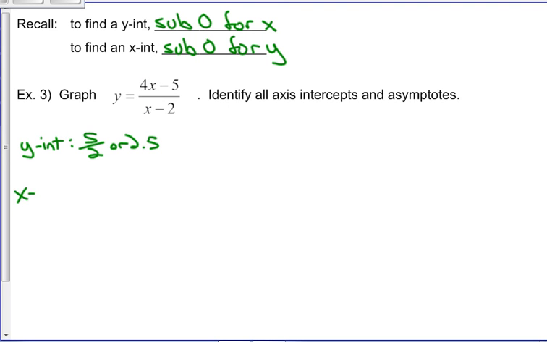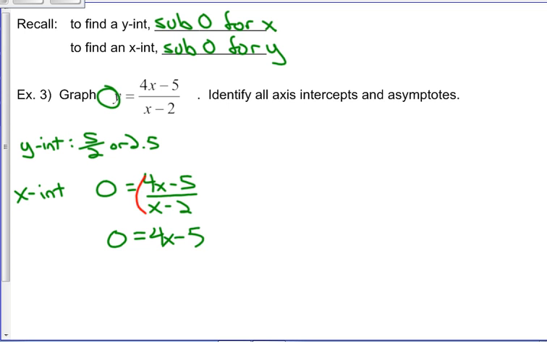Now, if I want to find the x-intercept, no big deal. I just put in 0 for y. So I'd have 0 equals 4x minus 5 over x minus 2. And you might think, well, that kind of looks like a miserable equation. But the only way for that fraction to be 0 is if the top is 0. So you could think of it as multiplying both sides by x minus 2, or just getting rid of the bottom.